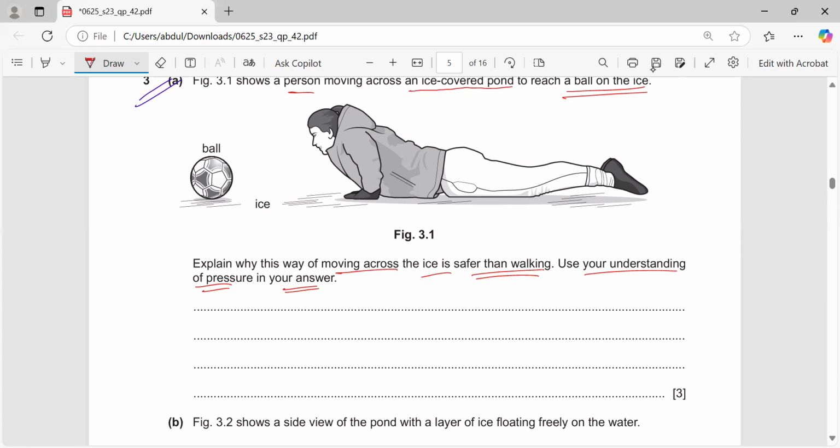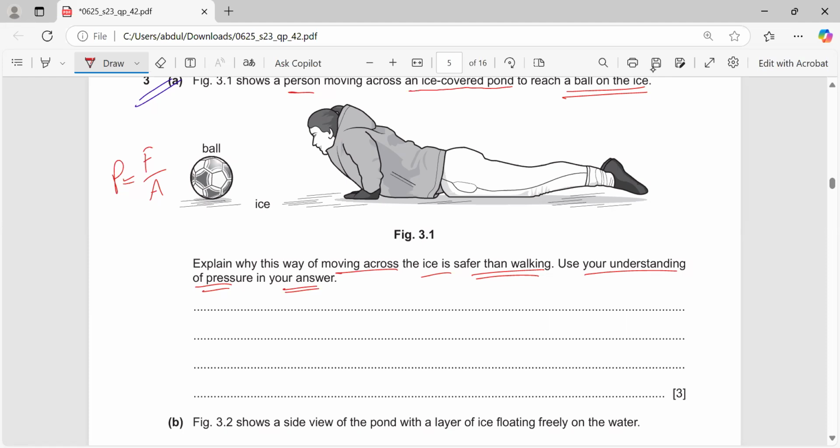We know that pressure is equal to force per unit area. Now for this person, force means the weight of the body, which is constant. Either the person is moving across the ice this way, or he is standing and moving on both feet. Whatever the way, the weight of the body is constant. Like anybody sleeping on his bed, standing on the bed, standing on the floor, or standing on one foot. In any case, the weight of the body is constant.